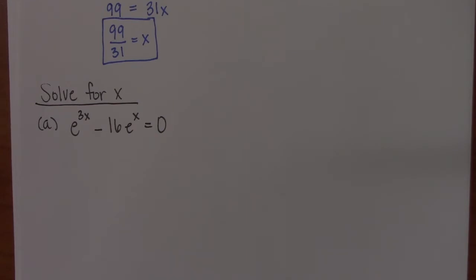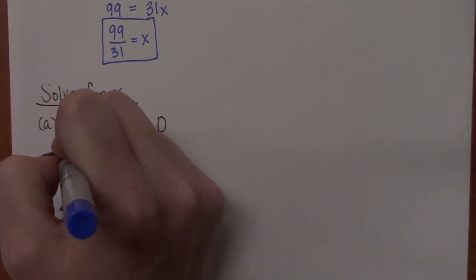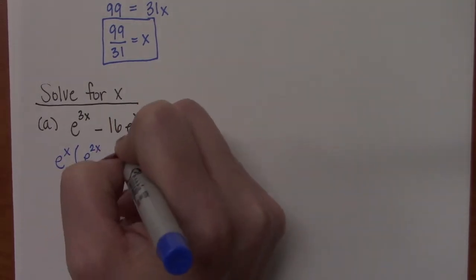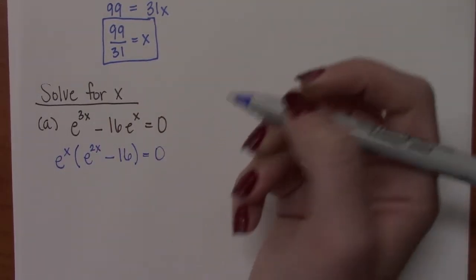So one of the things that you want to get used to when you're working with exponentials is if you have e to the 3x, what you really have is e to the x cubed, because when you raise a power to a power, you multiply them together. So if you saw e to the 2x, we know that's e to the x squared. So what's happening here is I have essentially e to the x cubed minus 16 e to the x. So I can actually factor an e to the x out front. So if I say this is e to the x, well then now this is e to the 2x minus 16 equals 0.